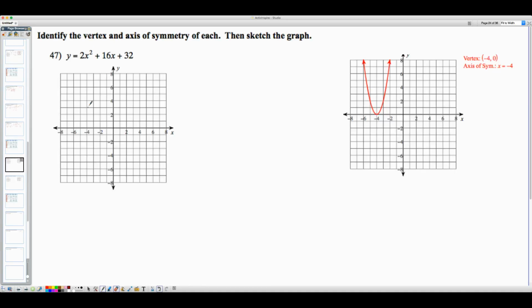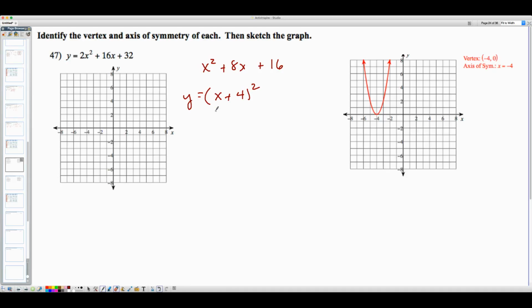This is a parabola. We know that this is a parabola. I can identify the vertex and the axis of symmetry of each, then sketch the graph. So what am I going to do? I'm going to factor out a 2 and write this as x squared plus 8x plus 16. What two numbers multiply to give me 16 and add to give me 8? That would be 4 and 4. So I could write this as x plus 4 squared is equal to y.